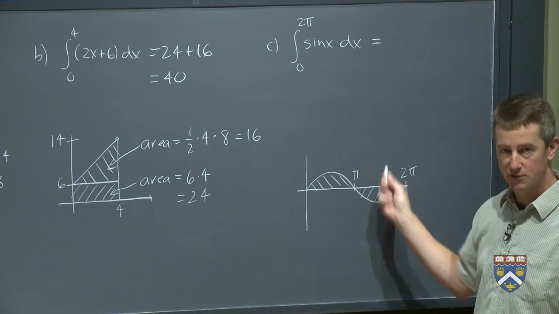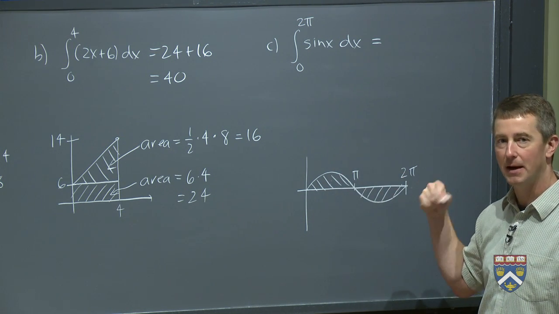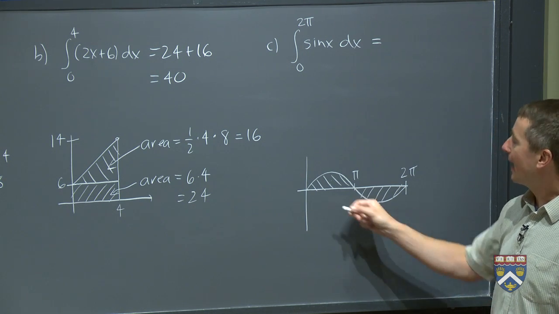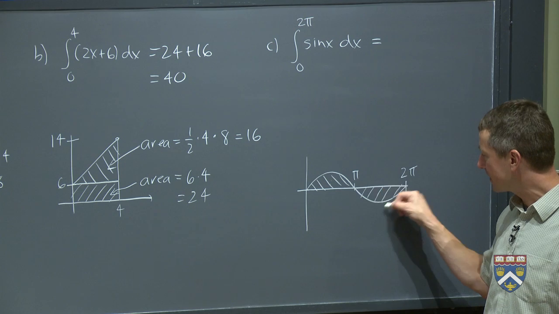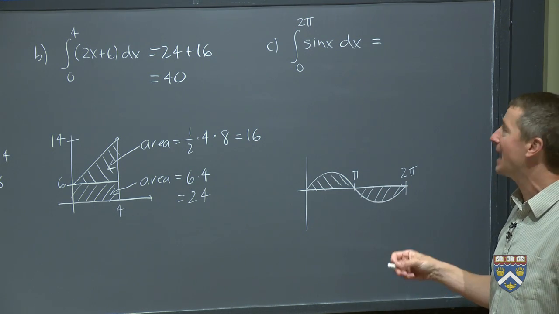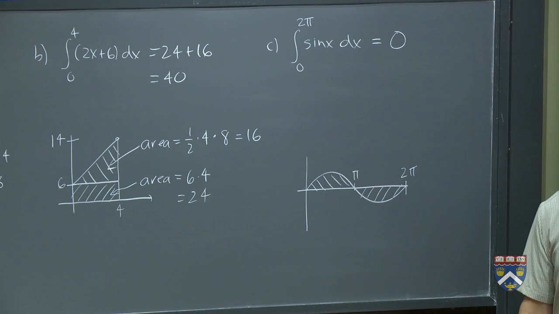Or if this were the rate of change of a population, the gain in the population here is exactly balanced out by the loss in the population over here. And this goes back to the fact that we are thinking about signed area. We're thinking about this below the x-axis as counting as a negative. So we expect the answer to be 0, and the answer is 0.